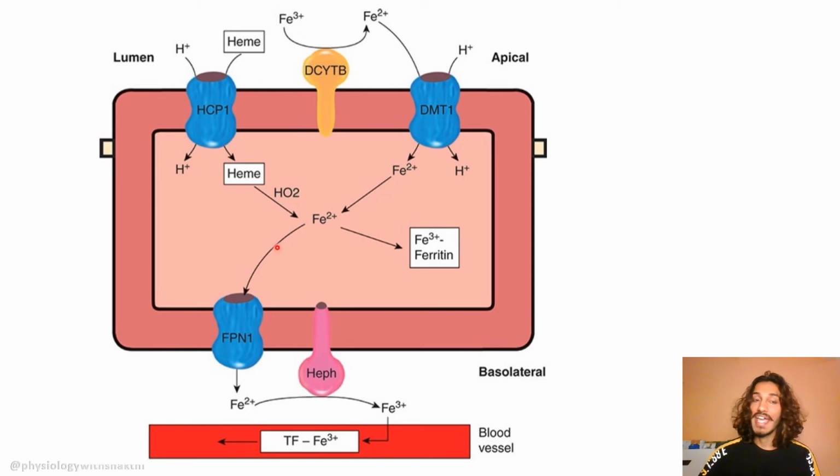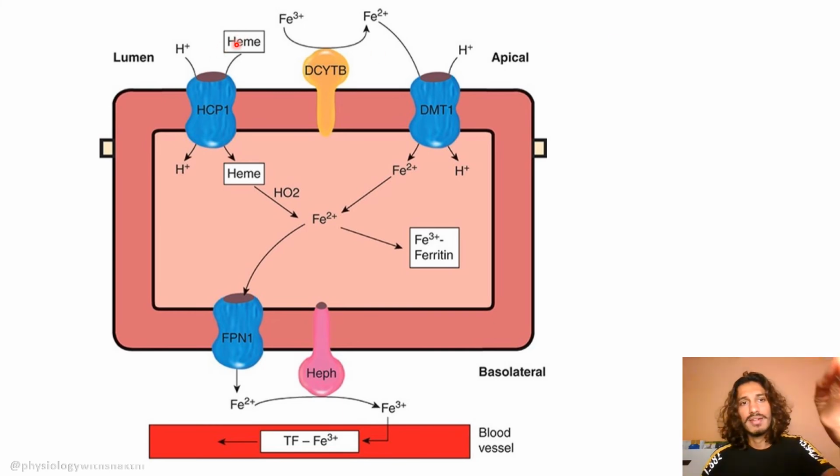Next is your divalent metal transporter, so that is for your iron. I'm not going to go too much into detail because I'm going to make a separate video, as this is very important. A lot of concepts here, so I'll make it short over here. There are two sources of iron: heme iron and non-heme iron.